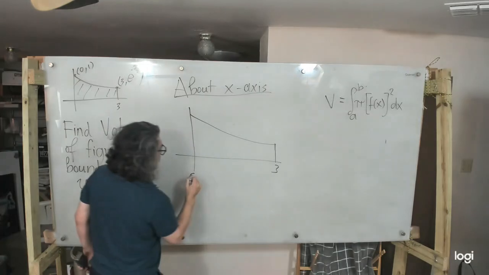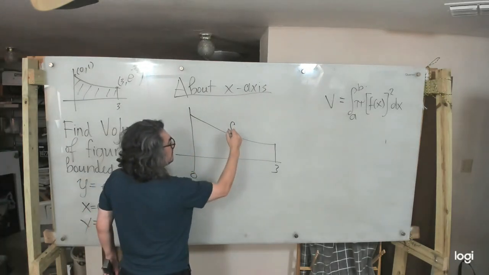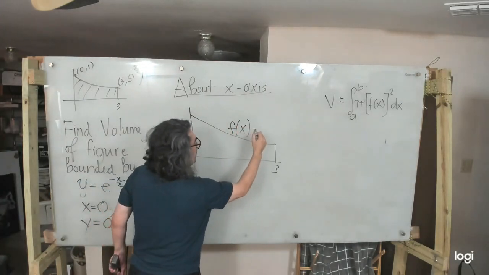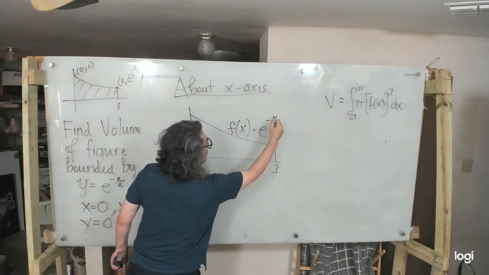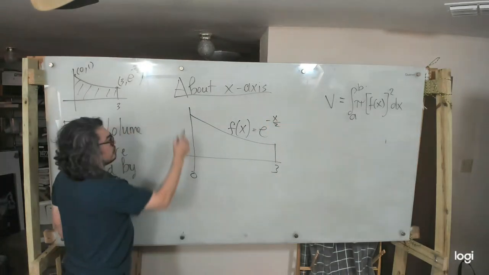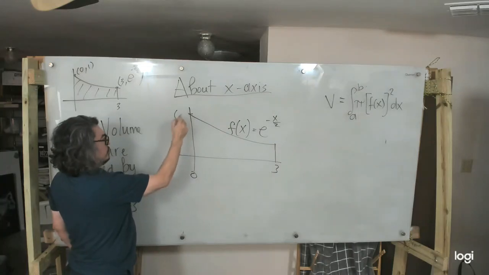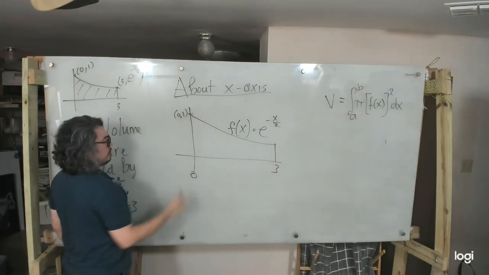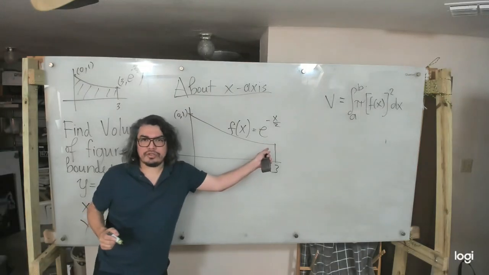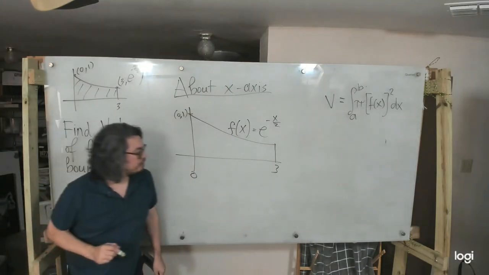So this is 3, this is 0. This is our f of x in this case. f of x equals e to the negative x over 2. We know that this crosses at 0, 1. And of course, we know the point here is at 3 comma e to the negative 3 over 2.